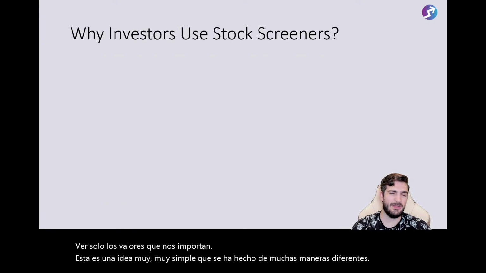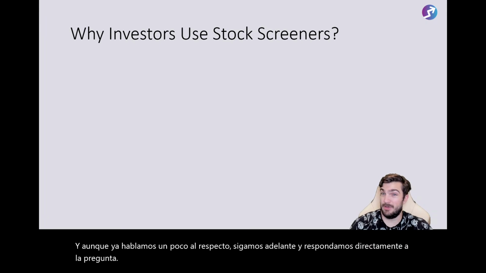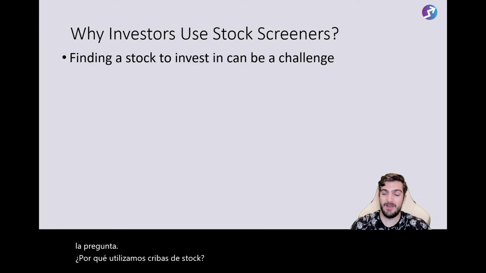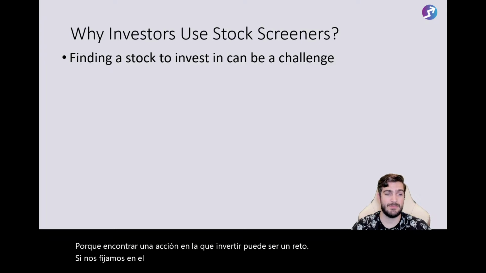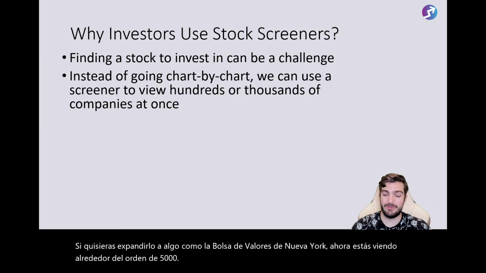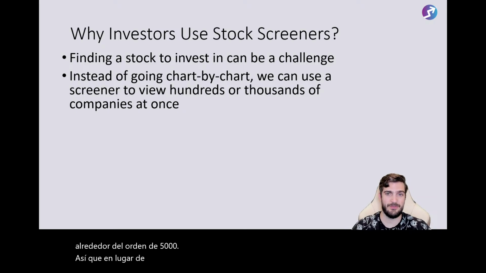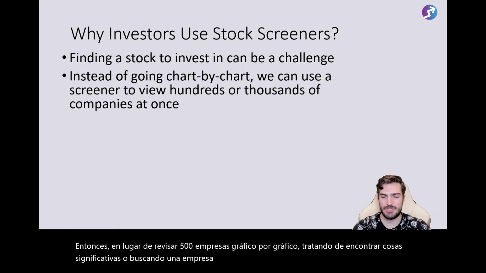And while we already talked a little bit about it, let's go ahead and directly answer the question, why do we use stock screeners? Because finding a stock to invest in can be a challenge. If you look at the S&P 500 alone, you're looking at 500 companies. If you wanted to expand that to something like the New York Stock Exchange, you're now looking at somewhere around the order of 5,000. So instead of going through 500 companies, chart by chart, trying to find things of meaning, or looking up an individual company and seeing, do they match what you're looking for?